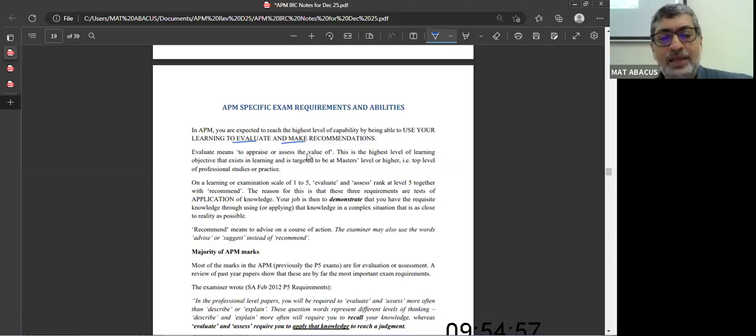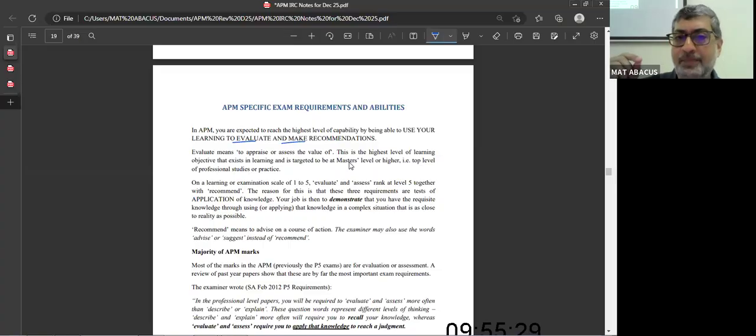Evaluate means to appraise or assess the value of. This is the highest level of learning objective that exists in learning and is targeted to be at master's level or higher, or the top level of your professional studies or a practical kind of exam. So in other words, you are sitting for an exam that is aimed to be at the highest possible level, yeah, for written exam, yeah.